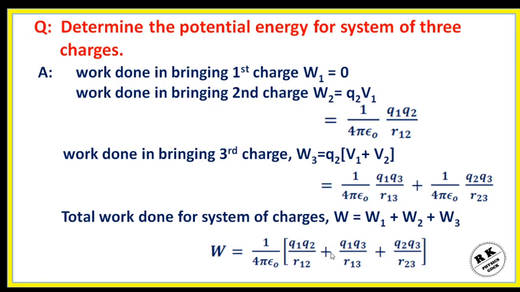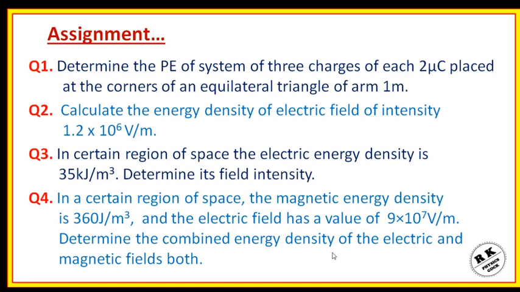Do it on your own. Now these are the questions for assignment. Here it is asked to determine the potential energy of a system of 3 charges of 2 microcoulomb each, placed at the corners of an equilateral triangle of side 1 meter. Similarly, the next question is to calculate the energy density of an electric field of intensity 1.2 into 10 to the power of 6 volt per meter. The third question is asked in the reverse way. Here the energy density is given and the field intensity is asked.